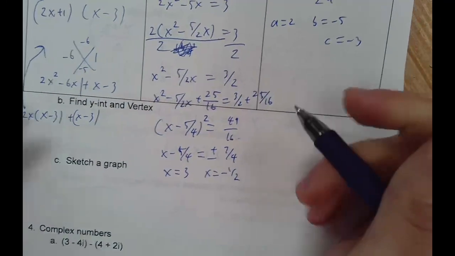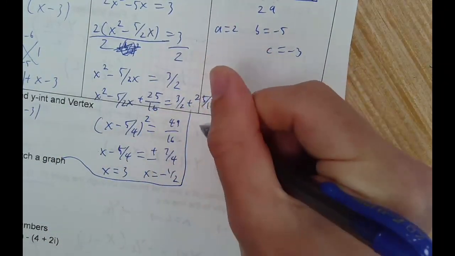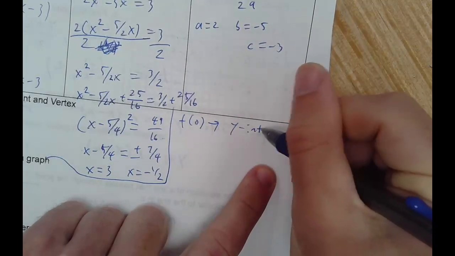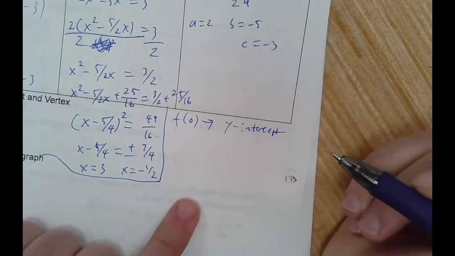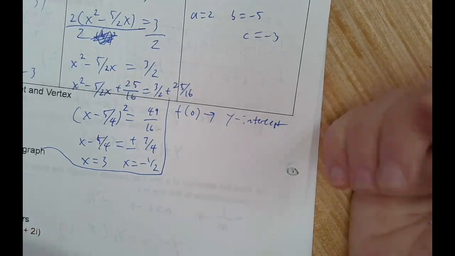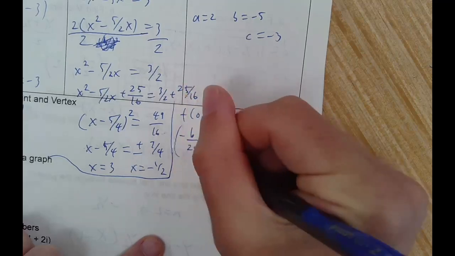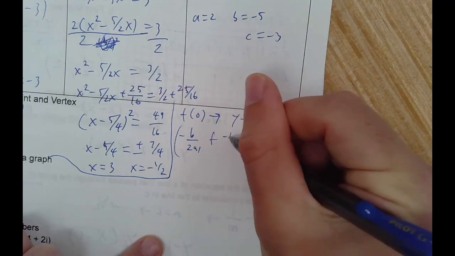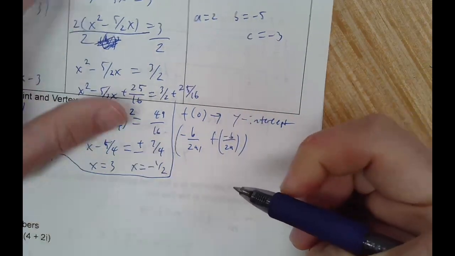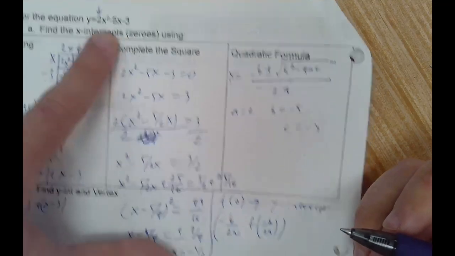All right, finding the y-intercept and vertex. I know I kind of ran out of space here, so the y-intercept is easy. The y-intercept is just f of 0, right? This will always be the y-intercept, just plug in 0. And then for the vertex, there are different ways you can do it depending on what form you have, but negative b over 2a, comma, f of negative b over 2a would work in this situation because you're given ax squared plus bx plus c.